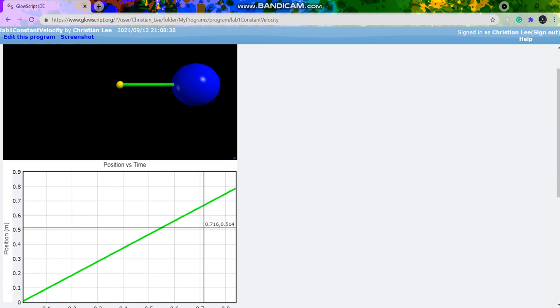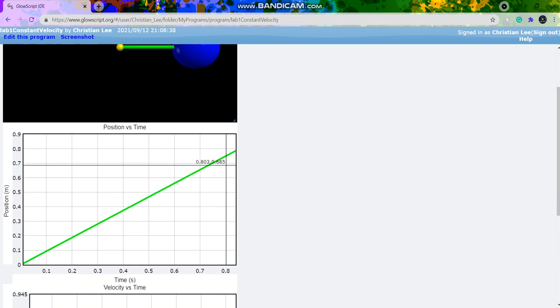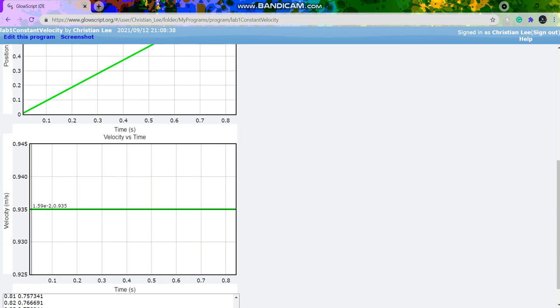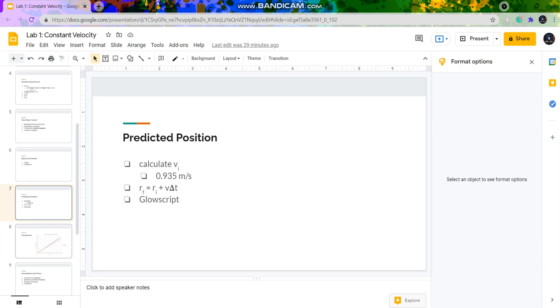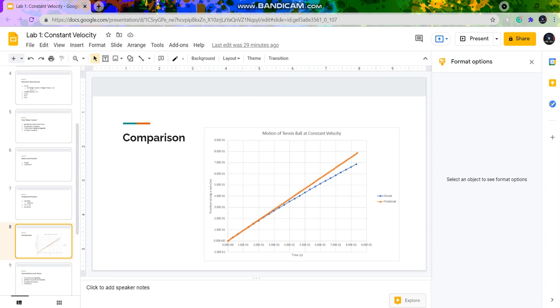Wow! So as we can see, the position versus time graph is linear. This is because the velocity of the ball, or the slope of this graph, is constant. You can see that here is a constant 0.935 the whole time. Now, these data points are recorded in this table here, which we will use to graph these lines. Let's take a look at that. All right, so the blue line is the actual position of the ball we got from Tracker, and the orange line is the predicted one we got from GlowScript. Now we can see that as time goes on, they begin to diverge, and our prediction gets less accurate.